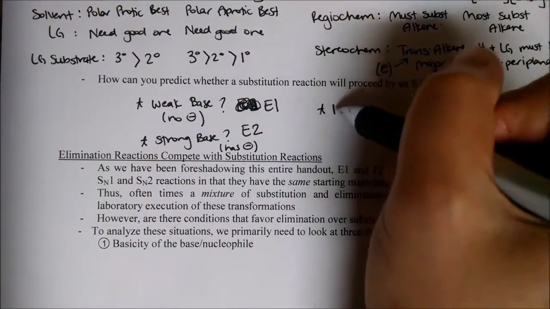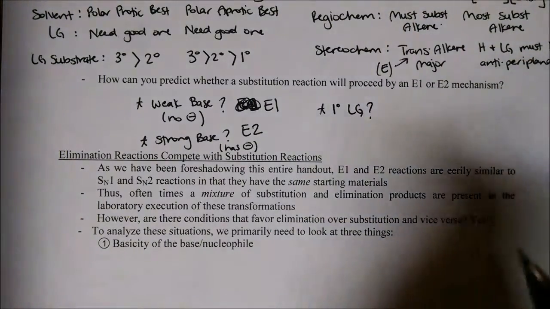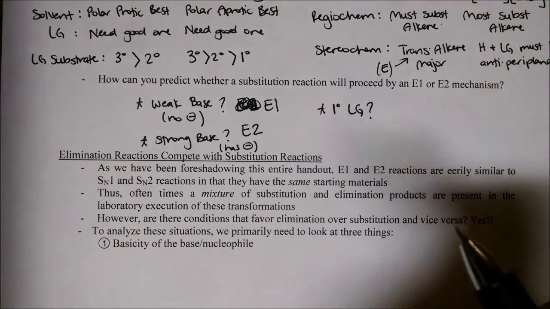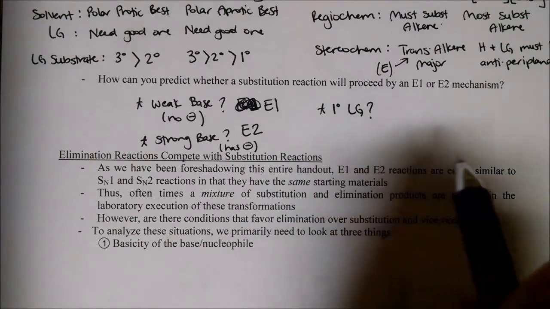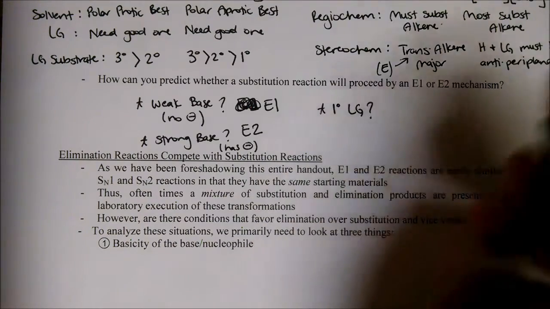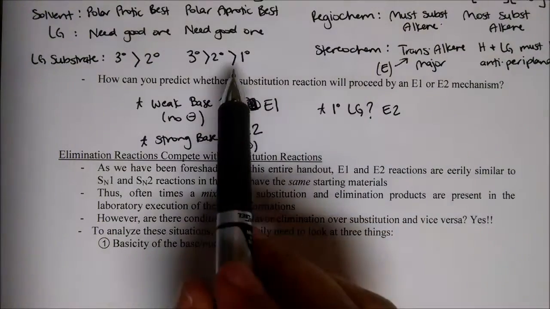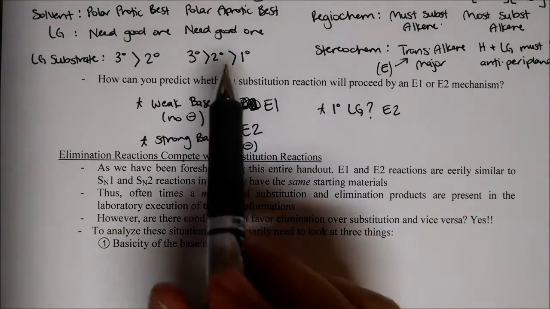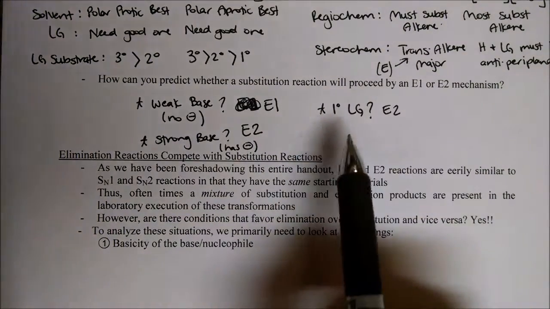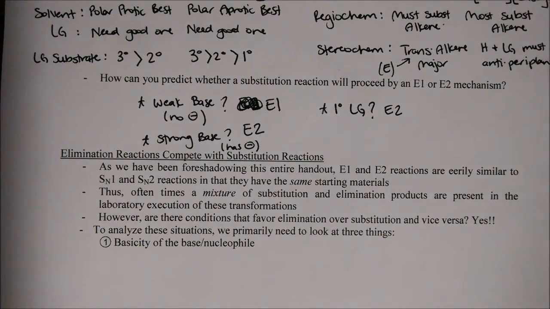What if it is a primary leaving group? Again, are we going to form a primary carbocation? The answer is no. Okay, I'll write in your homework, no. Because primary carbocations are not stable. So if it's primary, it's got to be E2. Yes, it will be slower than, say, a tertiary or a secondary, but it can only undergo E2 because we are not going to form a primary carbocation.